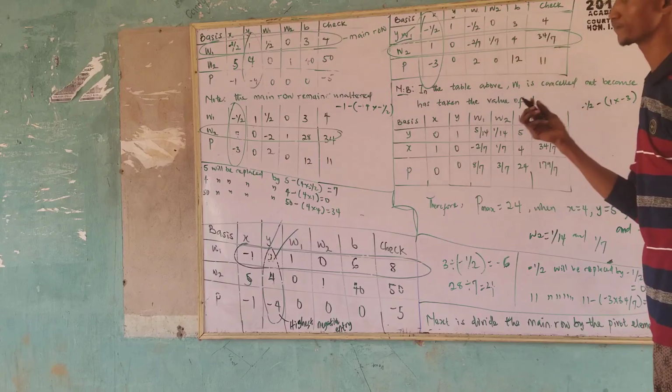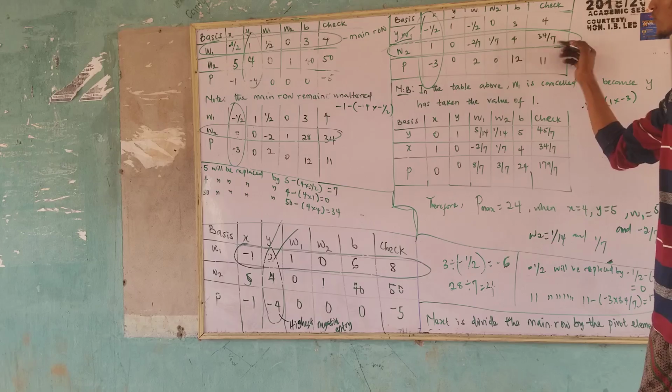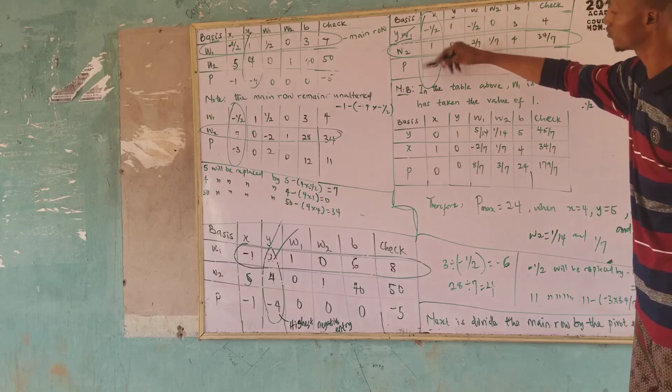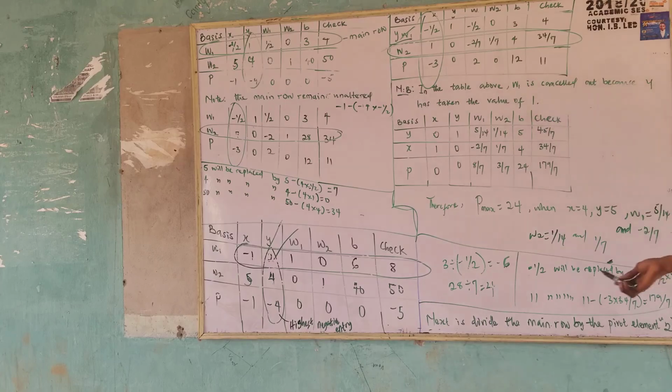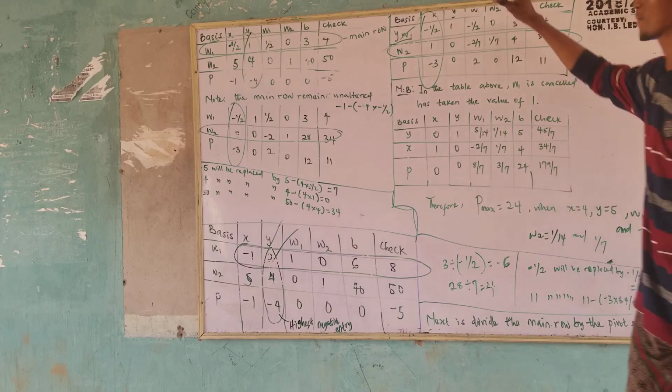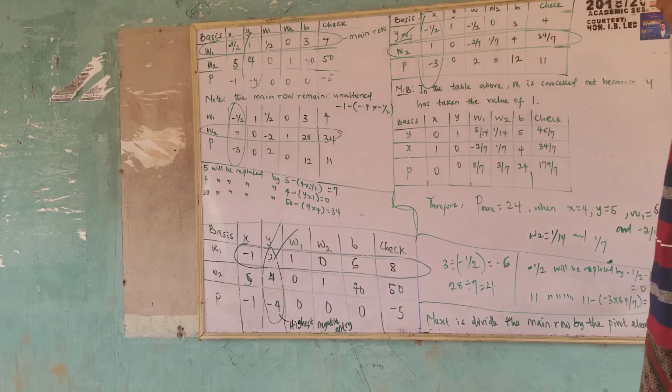What is the main row here? The main row is this now, right? Yes. The key column is what? So what do we do? Minus half will be replaced by what? Is it correct? No. Hey, I did not talk. So what will it be? Minus half will be replaced by what? By this one, right? Times what?